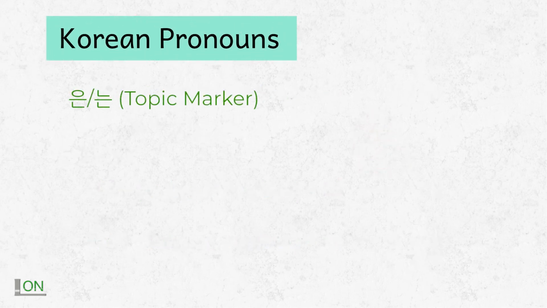은는 is a topic marker. 은 is added to words that end in consonant. 는 is added to words that end in vowel. To be honest, subject marker and topic marker, they both mean like I am, you are, we are, etc. But they also, of course, have their own differences. 은는 plus 나 will be 나는. And this 나는 in speech can be shortened to 난.